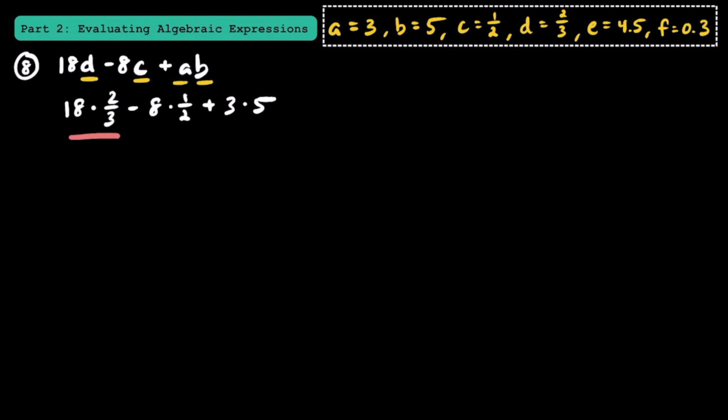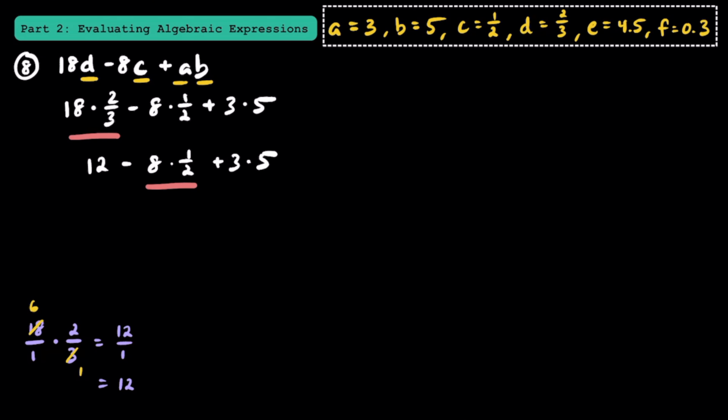Multiplying 18 times 2/3, 18 can be written as 18 over 1, multiplied by 2 over 3. The 3 and 18 can cross cancel to make 1 and 6, and 6 times 2 is 12, and 1 times 1 is 1. This is equal to 12 wholes. 18 times 2/3 is equal to 12 wholes, so we'll have 12 minus 8 times 1/2 plus 3 times 5.